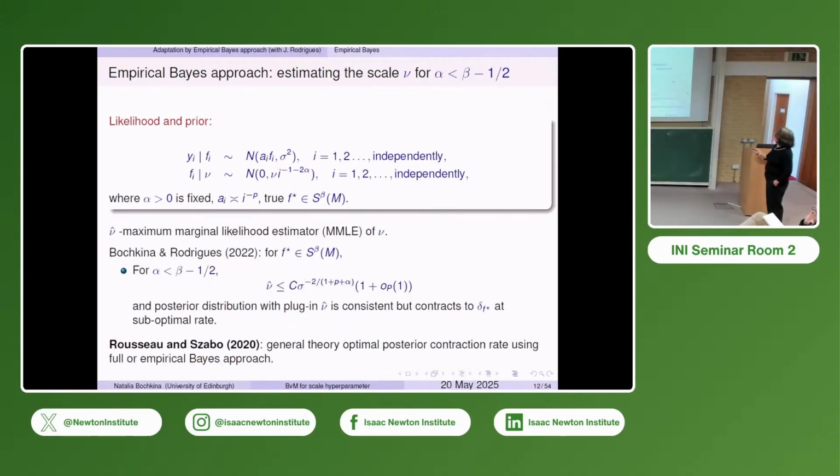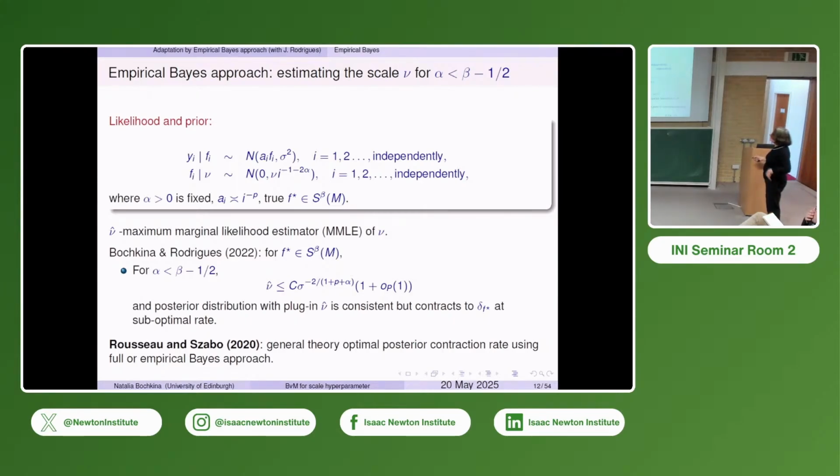Okay, so what happens in the other case? When alpha is less than beta minus a half, what we found is that nu is bounded by a power of sigma or n, which doesn't depend on beta. So therefore, we cannot adapt to the smoothness.